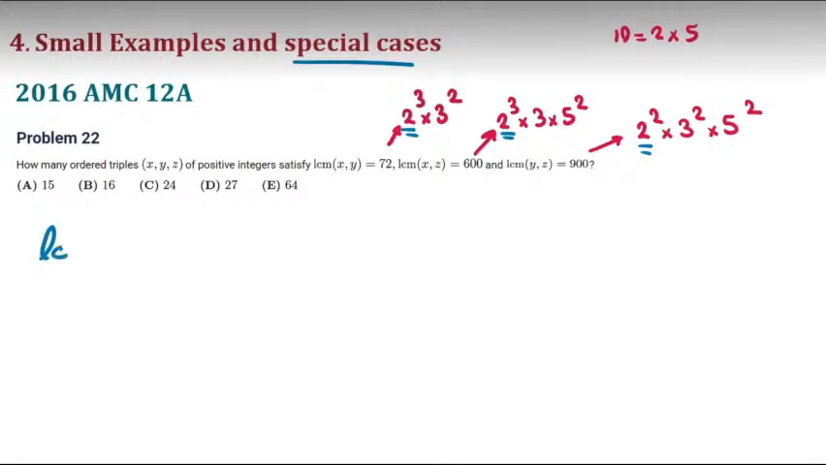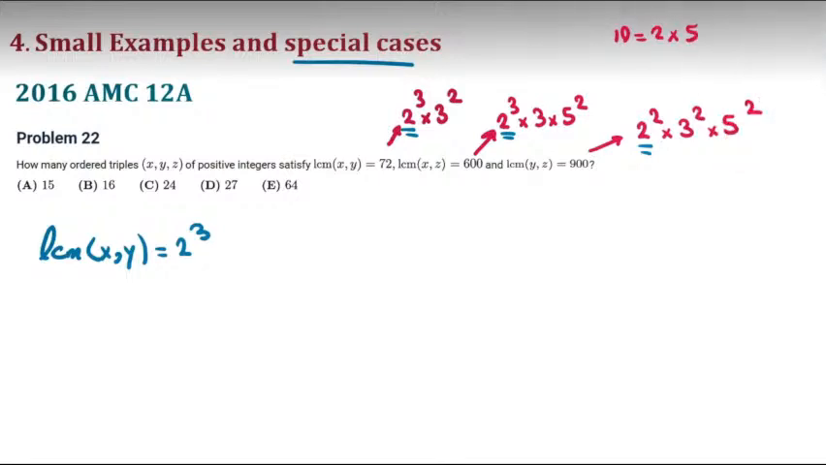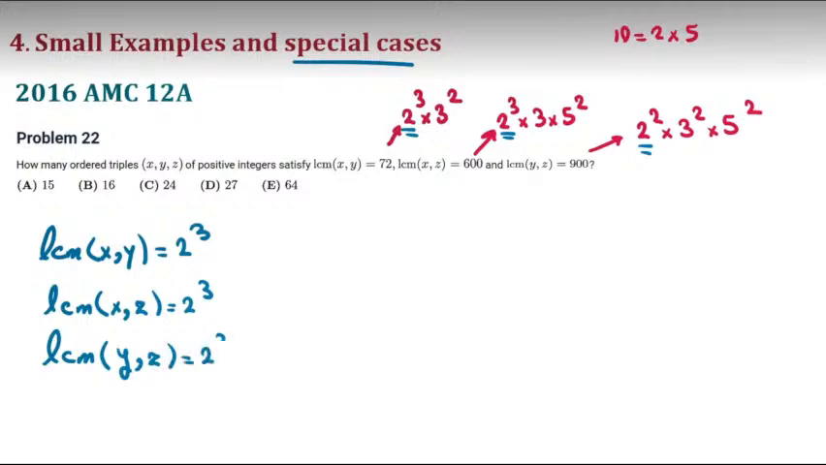And also we can find the idea. So, suppose LCM of x and y equals 2 cubed, next step LCM of x and z equals 2 cubed again, LCM of y and z equals 2 squared.